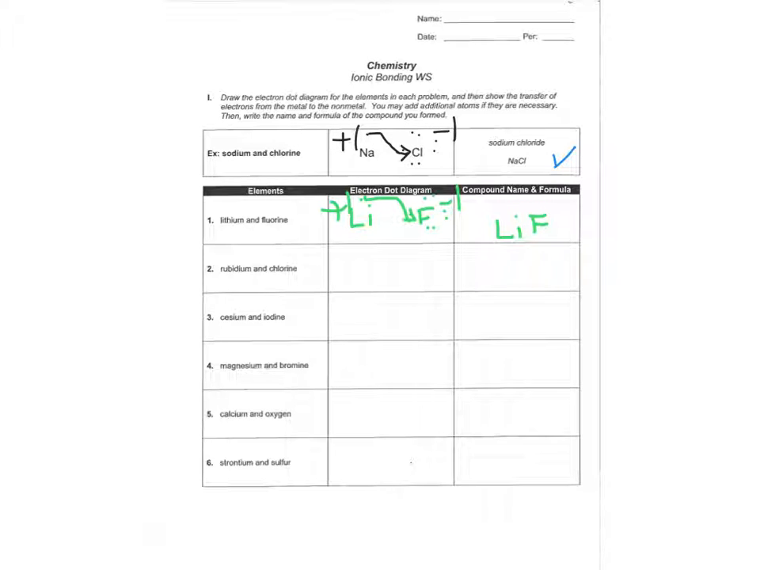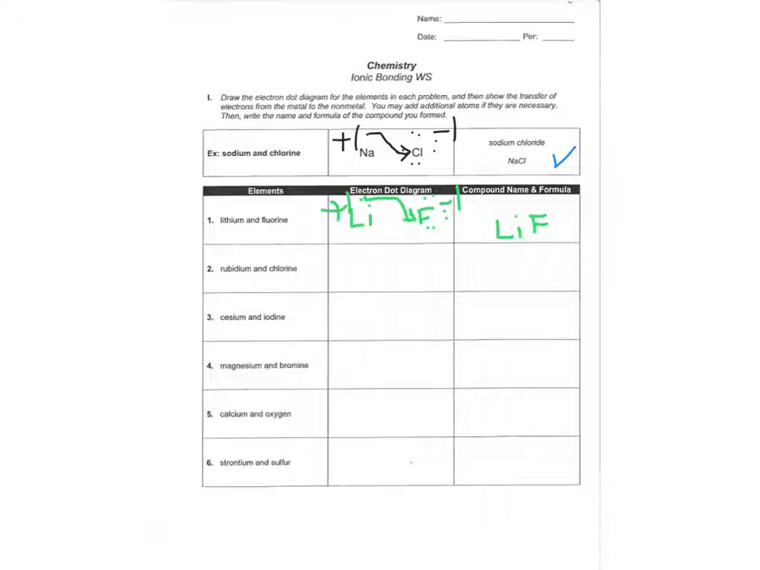So continue on the rest of the worksheet, looking up your elements, number of valence electrons they have, and adding your electron dots around your symbol for your number of valence electrons, and show the metal transferring those valence electrons to the nonmetal. And if you have more than one of a metal or more than one of a nonmetal, you will need to draw those.